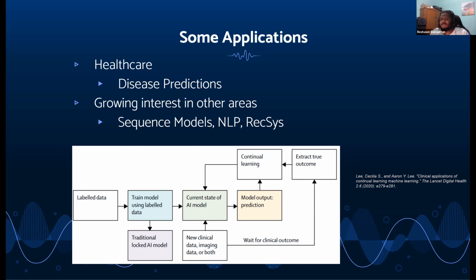So I've mostly talked about continual learning and reinforcement learning and image classification with these examples. And honestly, these are the areas that see the most attention, but recently there's been growing interest in applying it to other areas like sequence models, language models, recommender systems as well.